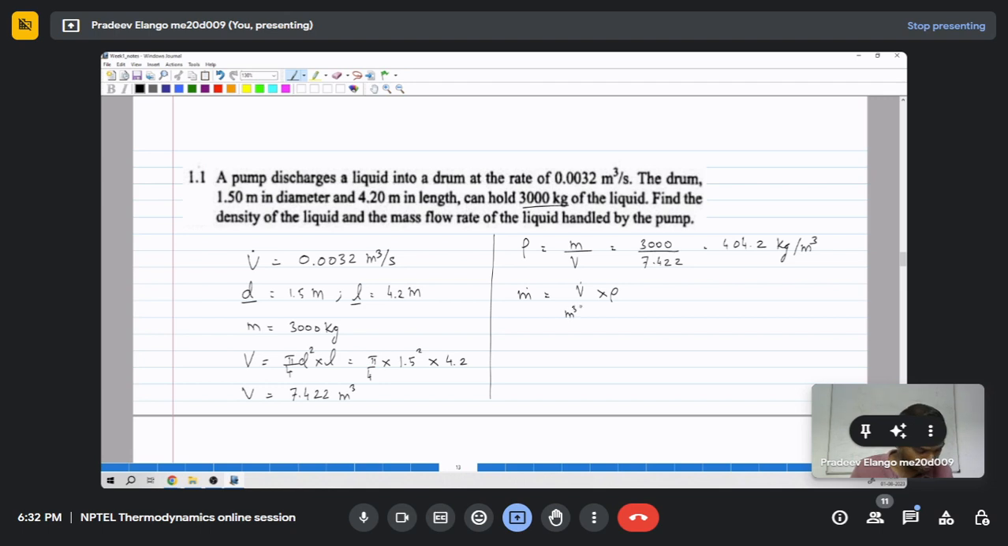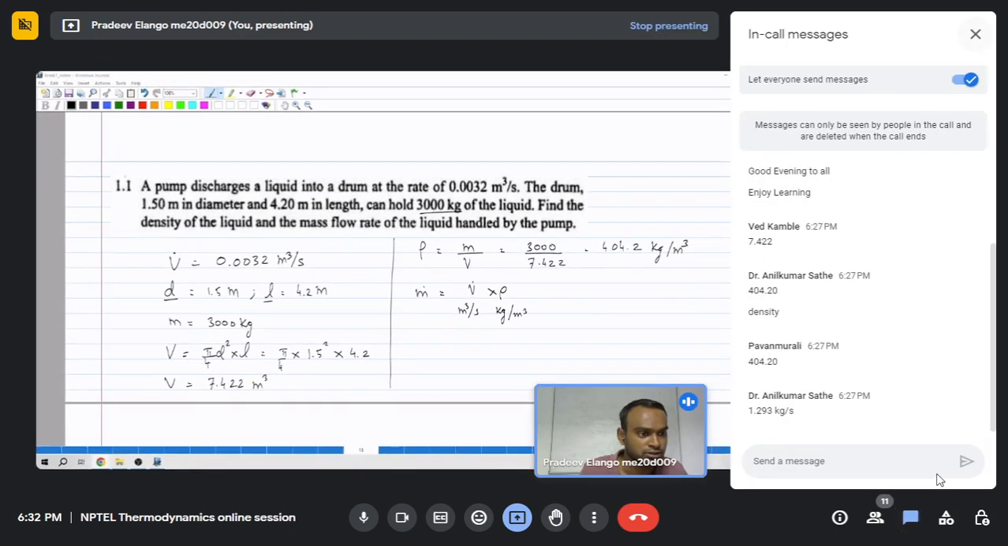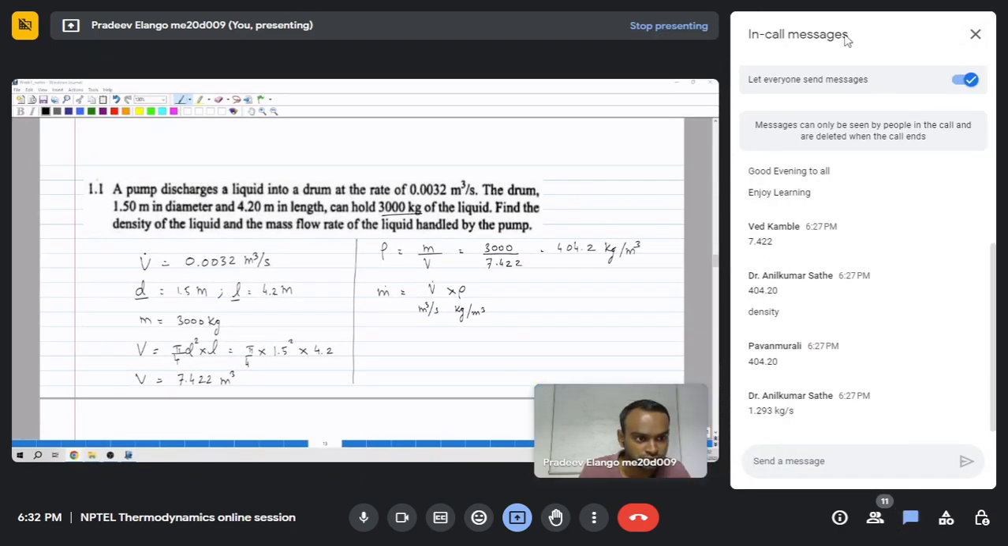This is meter cube per second and this is kg per meter cube, and someone has unmuted, I think. Please unmute only when you want to talk, otherwise please.